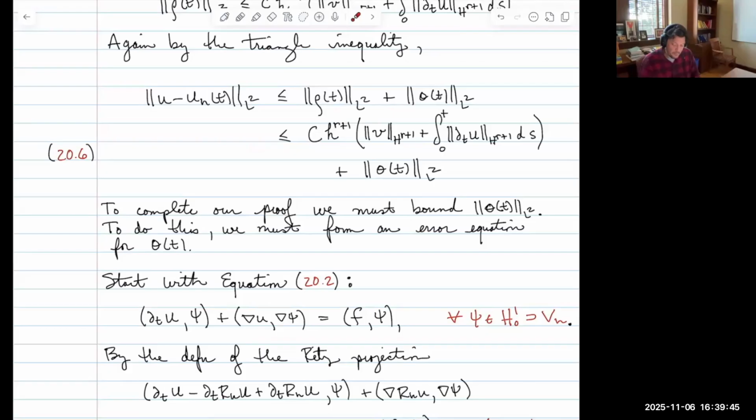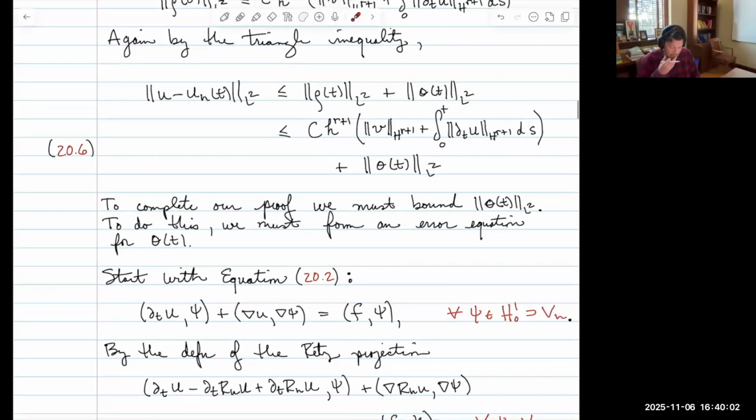So as I said, to complete our proof, we must bound this guy in the L2 norm. This is a spatial L2 norm. And so what we're going to do is form an error equation for theta of t. Here's how we're going to form that error equation. We're going to start with 20.2. That is the weak formulation of the PDE problem. So there's 20.2.